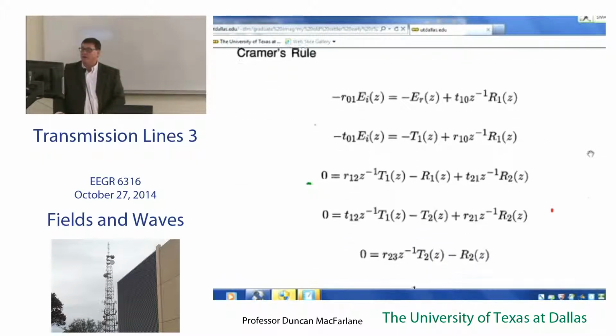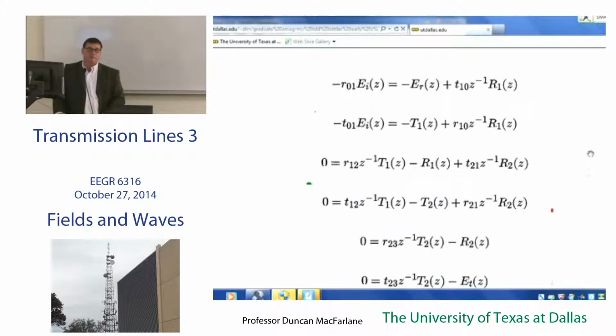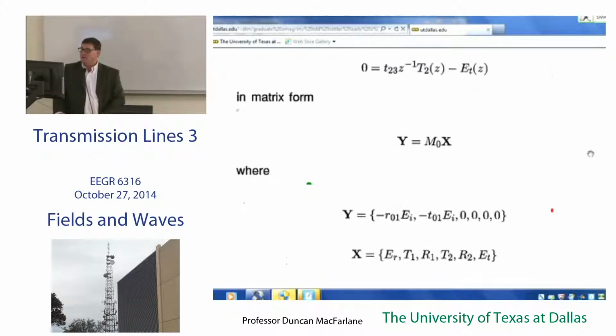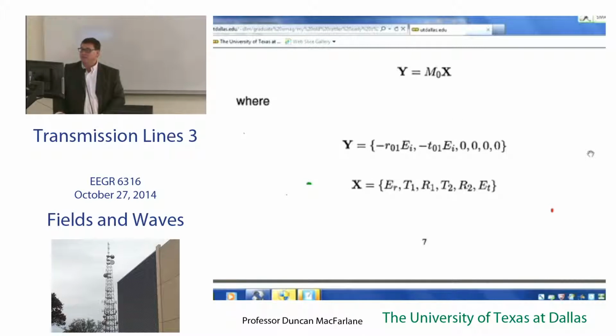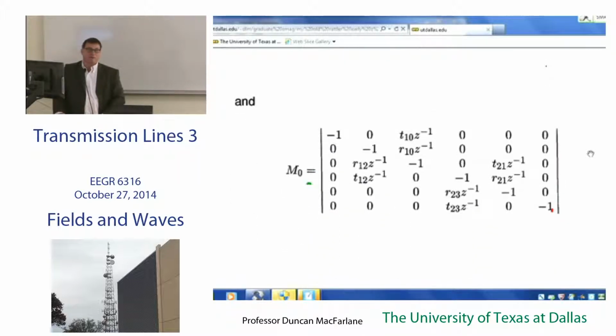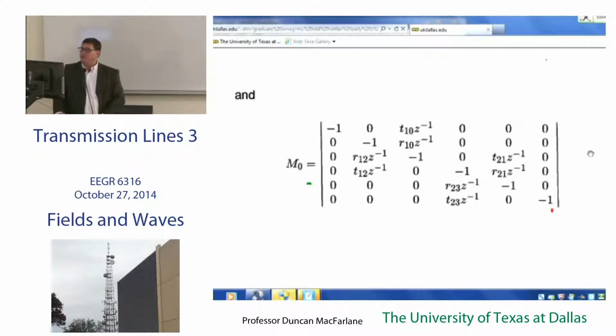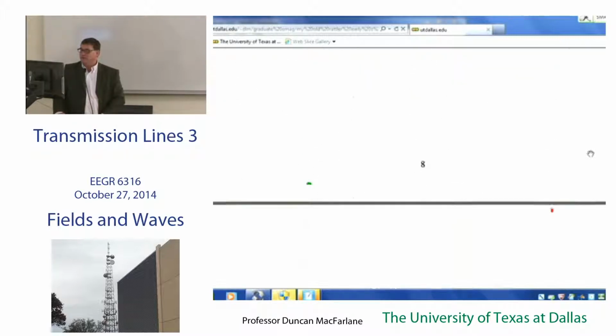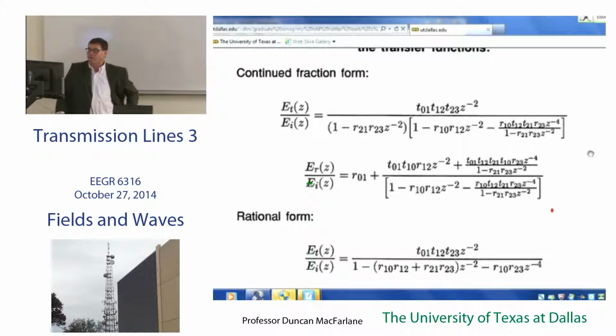If you do solve it by algebra, remind you of Cramer's rule. That's a matrix form. Input-output vectors. There's the governing matrix in Cramer's rule. Find the determinant of it. And out pops the transfer function.